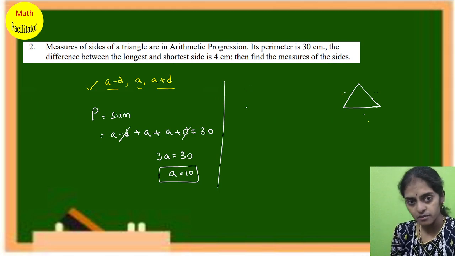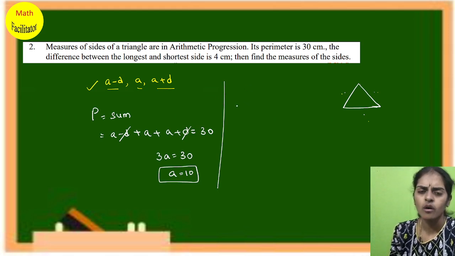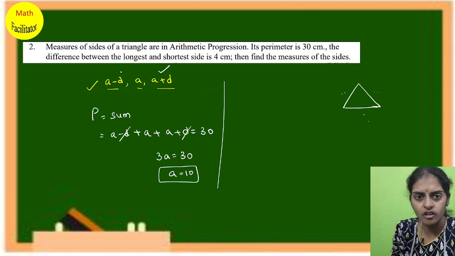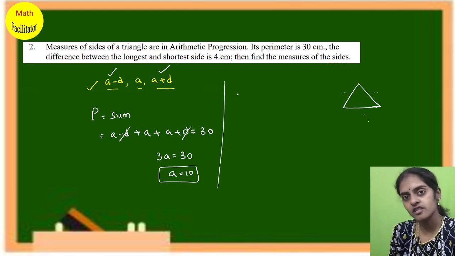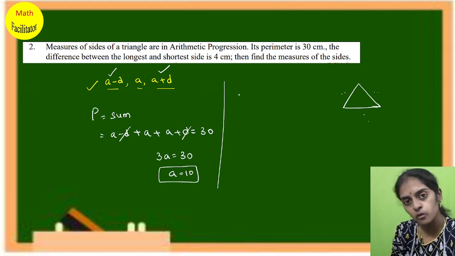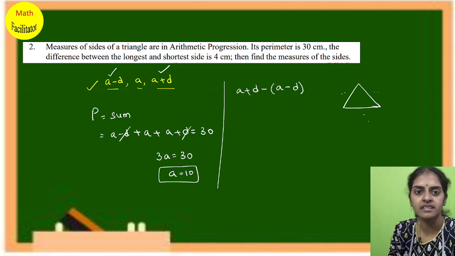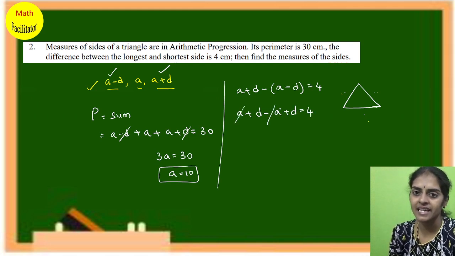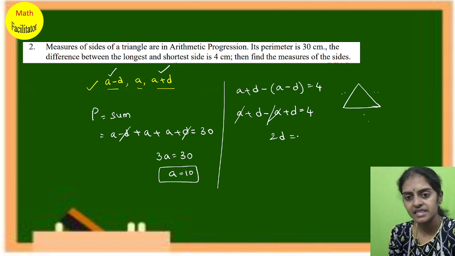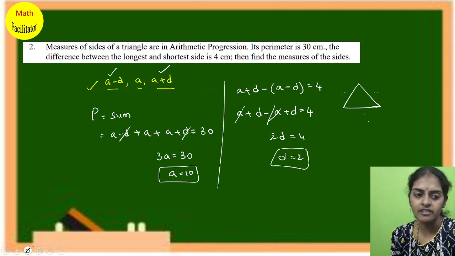Now, the difference between the longest and shortest side. Obviously, if you see here, this will be the longest and this will be the shortest. The difference means subtraction: the longest side minus the shortest side is 4. Now you simplify this. So a plus d minus a plus d is 4. Plus a minus a cancel here. So d plus d is 2d is 4, or d equal to 2. So I got the a value, I got the d value also.